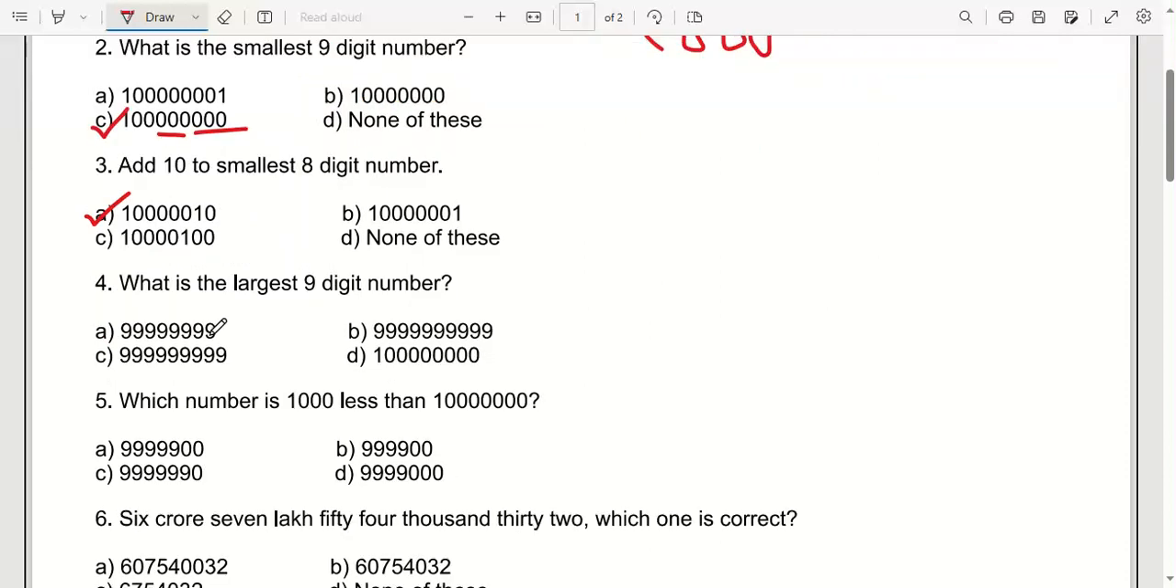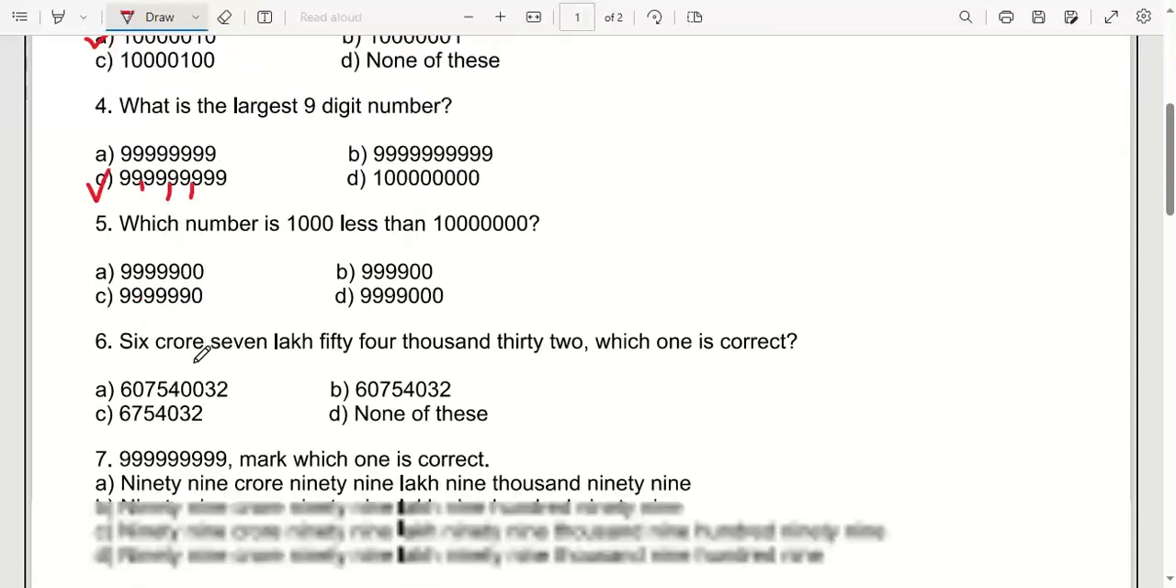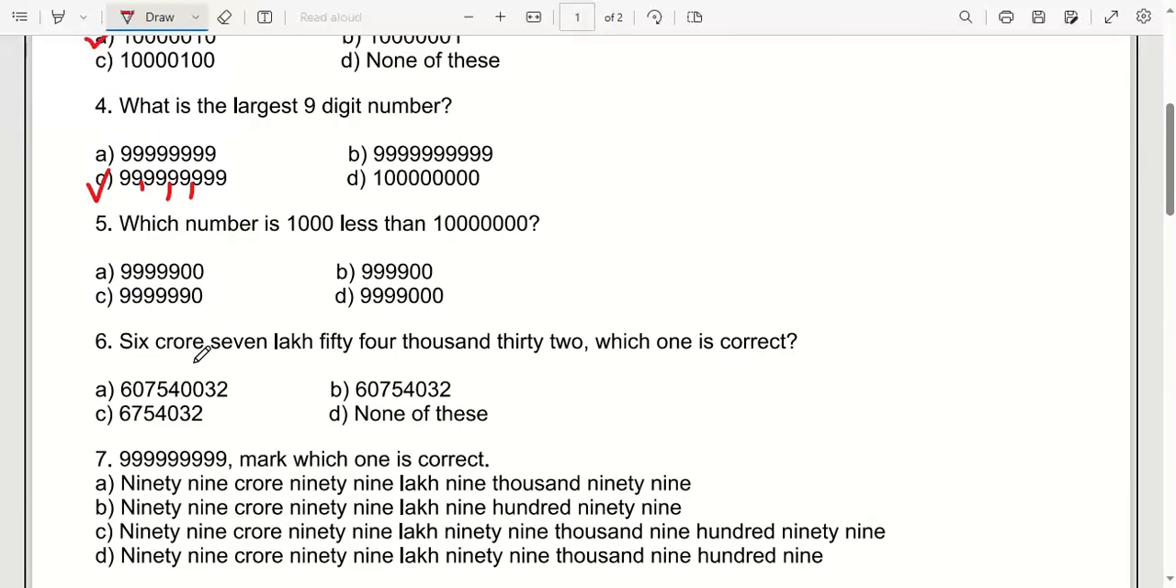Next question, what is the largest 9 digit number? The largest 9 digit number is 99 crore 99 lakh 99,999. Which one? The option number C. Go to the next question, which number is 1000 less than 1 crore?